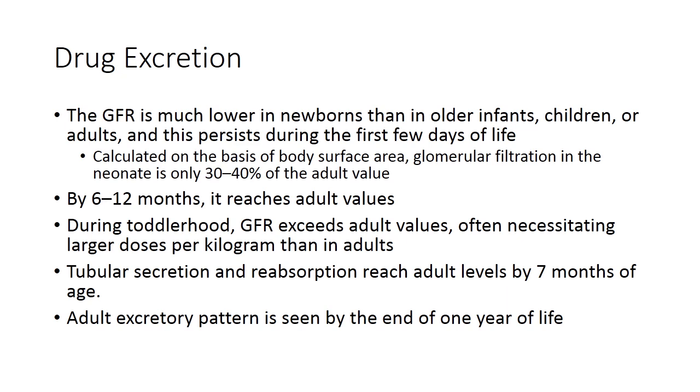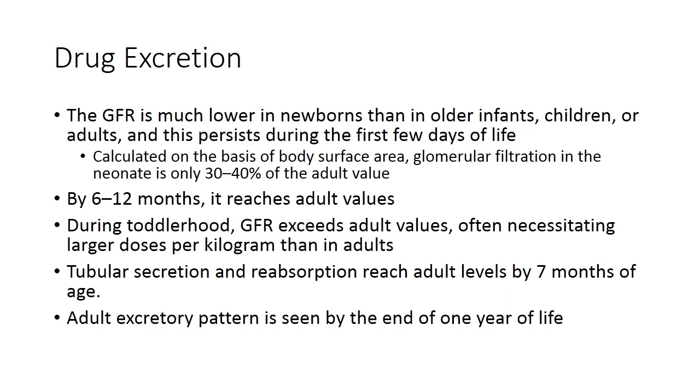Drug excretion is also changed in neonates. It also changes in infants and toddlers. The glomerular filtration rate is much lower in newborns than in older infants, children, and adults, and this persists during the first few years of life. Calculated on the basis of body surface area, glomerular filtration in neonates is only 40% of the adult value. However, by 12 months of age, it reaches the adult values.